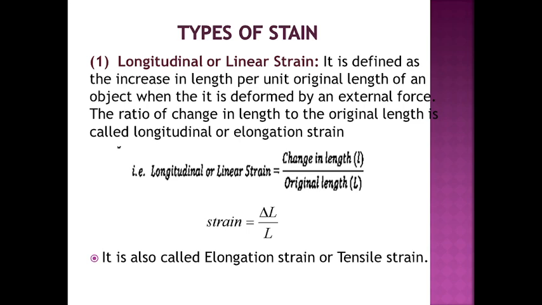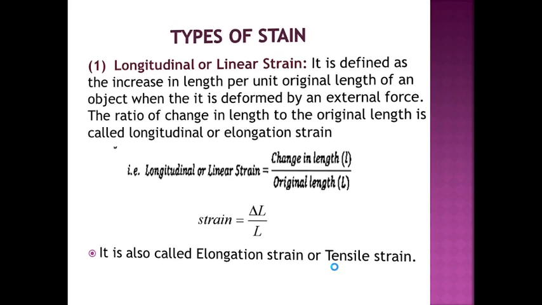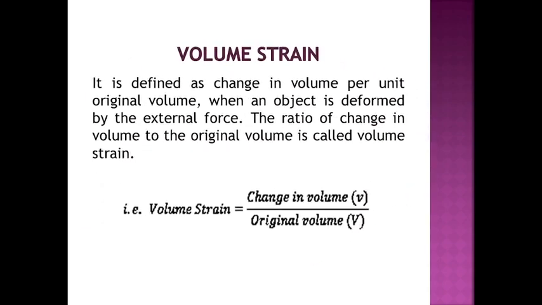Here also we have the formula: change in length to the original length gives the longitudinal or linear strain. We also call it elongation strain or tensile strain. Volume strain, as the name indicates, is the change in volume to the original volume. The ratio of these two is called volume strain.